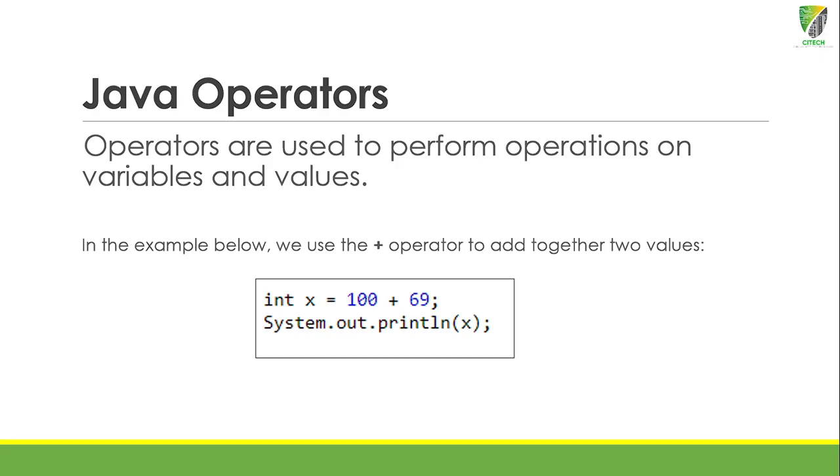So in this example, int variable type x, the variable name, is equal to the addition of two values, which is 100 plus 69. So we are using the plus sign for addition.